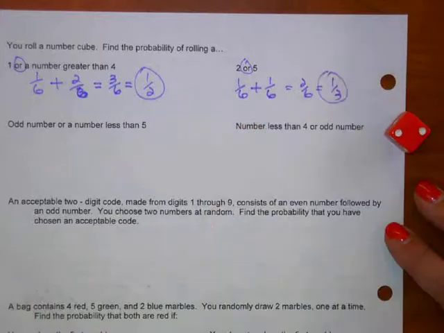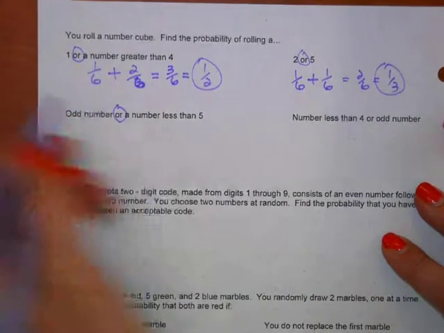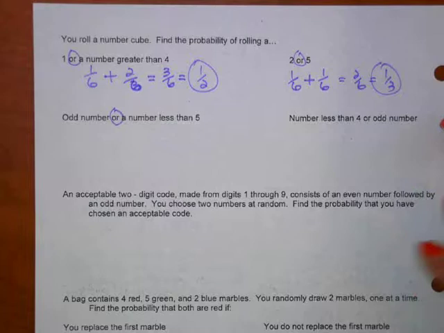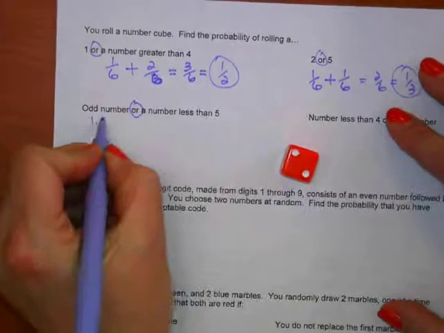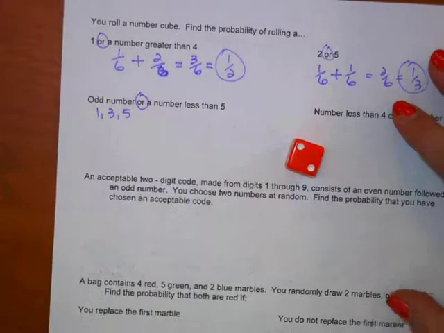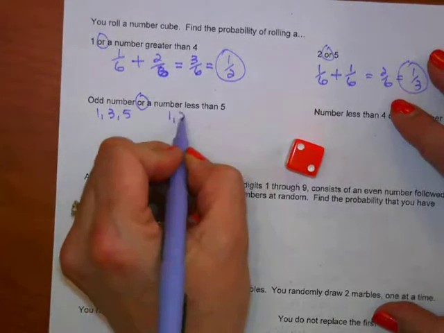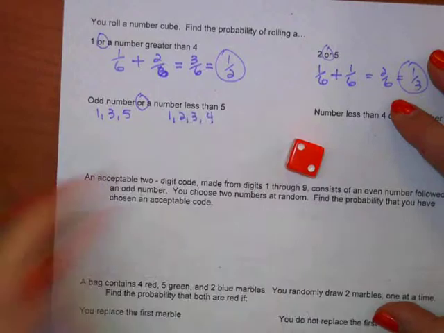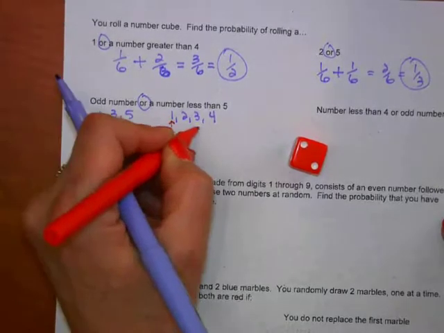Okay, what's the chance of an odd number or a number less than 5? Wait a minute. How many odd numbers are on the dice? 1, 3, and 5, correct? How many numbers are less than 5? 1, 2, 3, and 4. What do you notice? Is there an overlap here for these events? Yeah, 1 and 3 are also odd, so there are 2 overlaps.